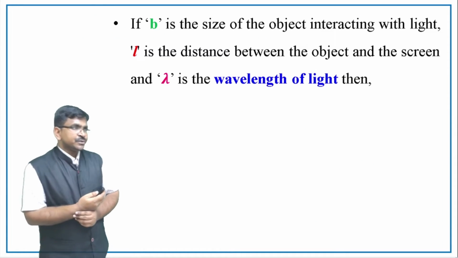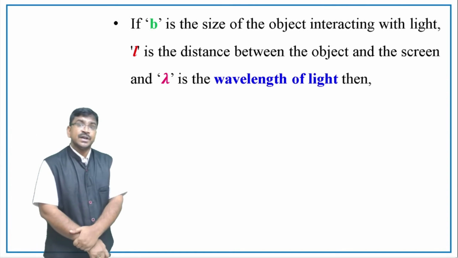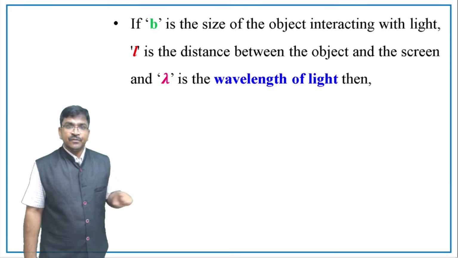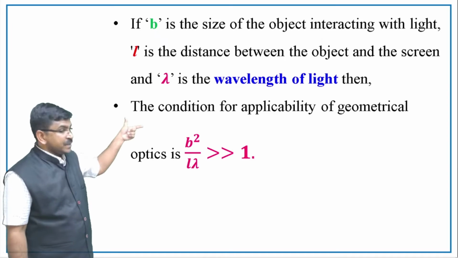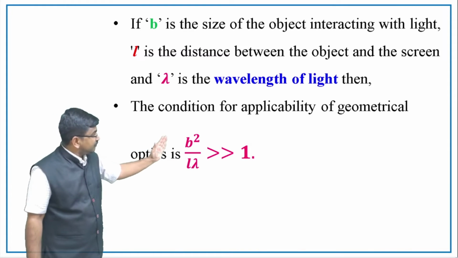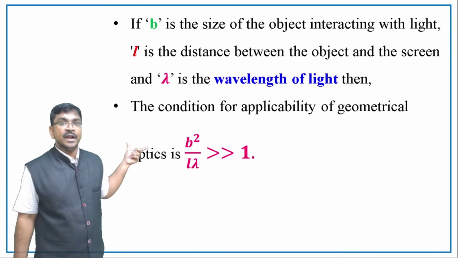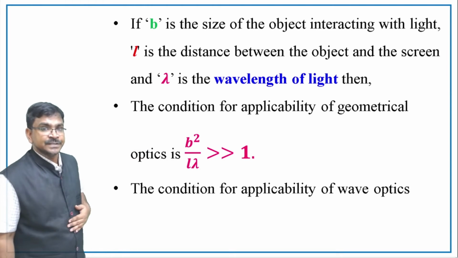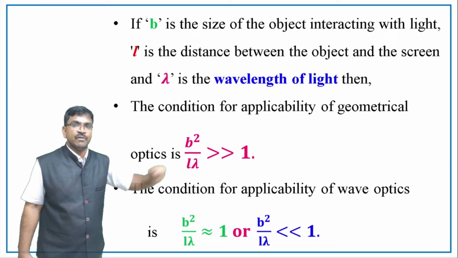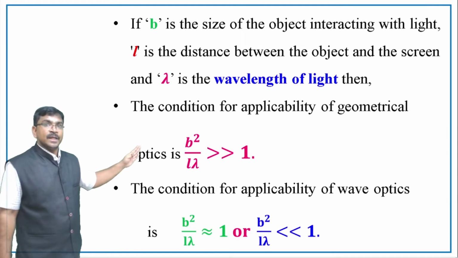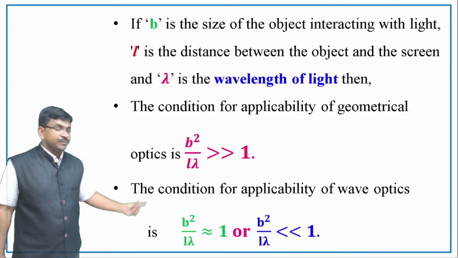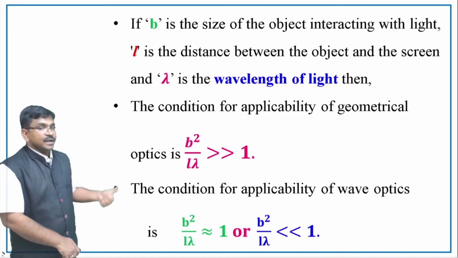Now, mathematically, how do we handle this? If small b is the size of the object interacting with the light, L is the distance between the object and the screen, and lambda is the wavelength of the light, then if b square by L lambda is very much greater than 1, this can be handled with geometrical optics. If it is very small or equal to 1, then you can use wave optics. This is very important: if b square by lambda L is very large compared to 1, you should use geometrical optics, and if it is very small or equal to 1, you should apply wave optics. This is the applicable condition.